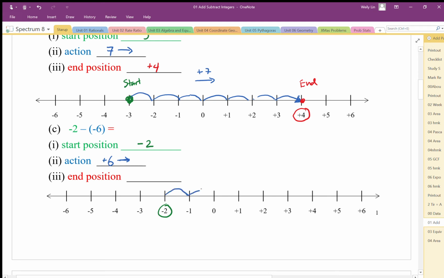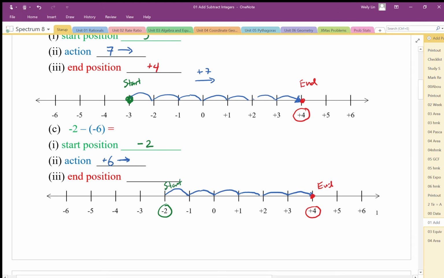1, 2, 3, 4, 5, 6. So there's my ending position. There's my end position at positive 4. I really should put my starting position in here as well. Label my starting position. This is the start.